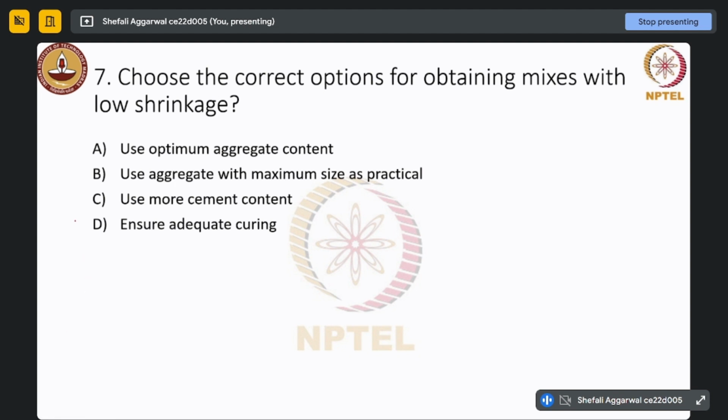If we want to have low shrinkage, what should we keep in mind? Aggregate should be of maximum size as possible. B. Okay. Any other option you think is correct? I think adequate curing is also required. Okay. Yes. Curing only during the plastic stage, isn't it, ma'am? Yeah, plastic stage, but we are talking about drying shrinkage, so everything will come under it. The first option is also correct, using optimum aggregate content.